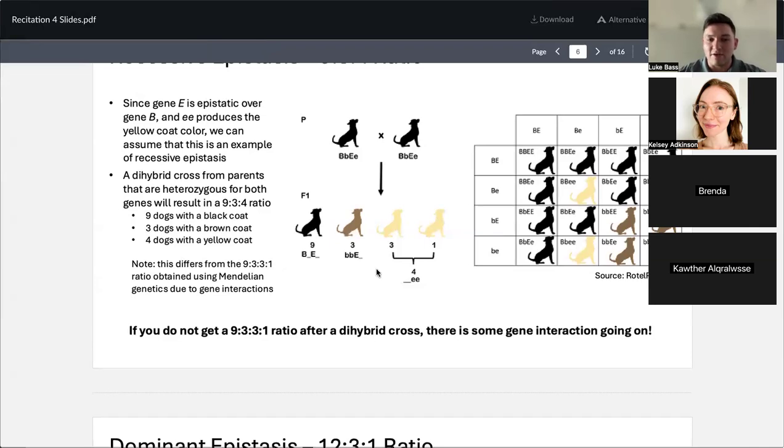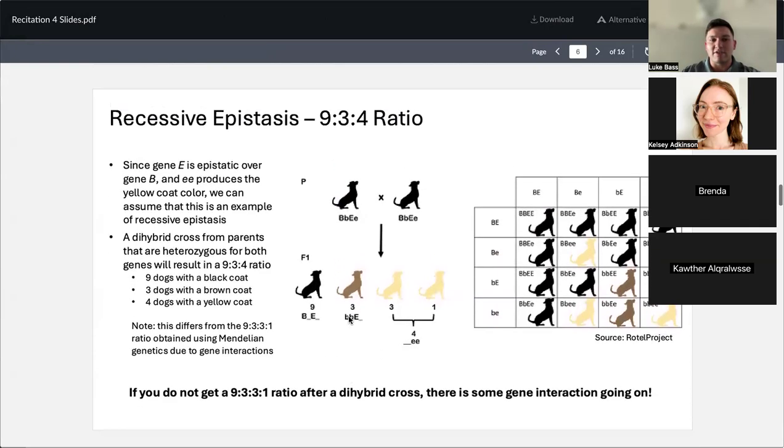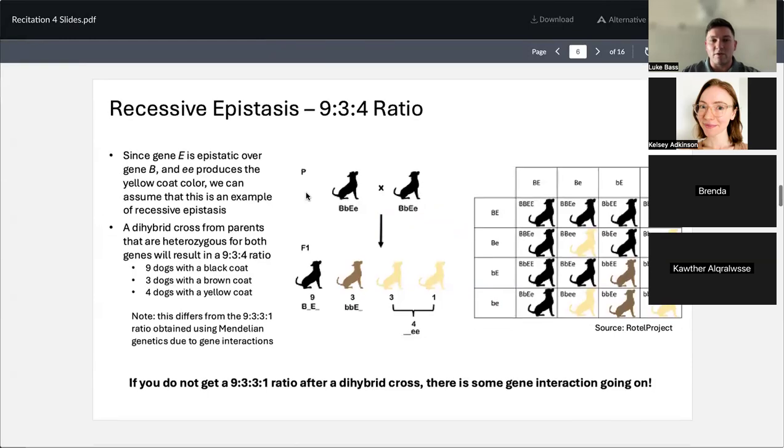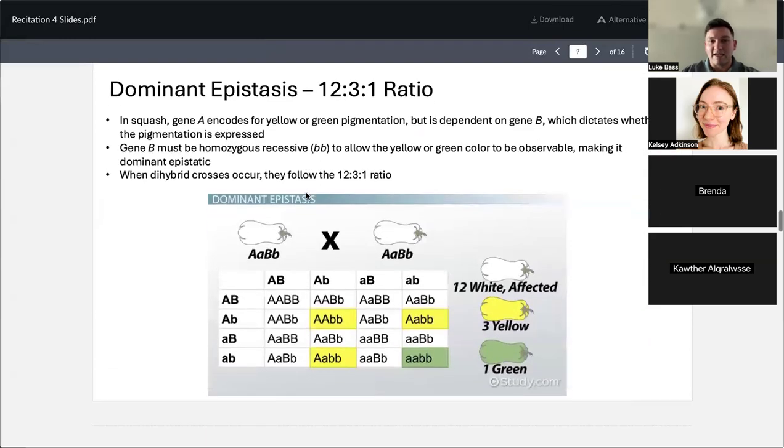So, as you can see, the 9 to 3 to 4 ratio is much different than the 9 to 3 to 3 to 1. Recessive epistasis leads to this ratio. On the flip side, with dominant epistasis, this is pretty similar, except the gene that is epistatic over the other is dictated by the dominant allele. So in this case, gene B is epistatic over gene A when the individual has at least one dominant allele.